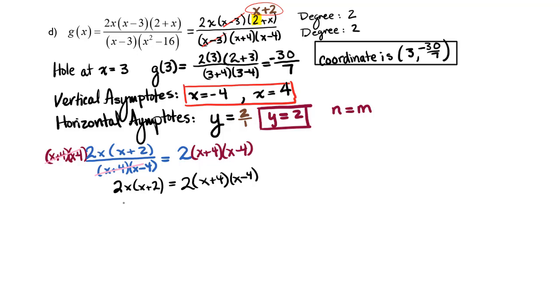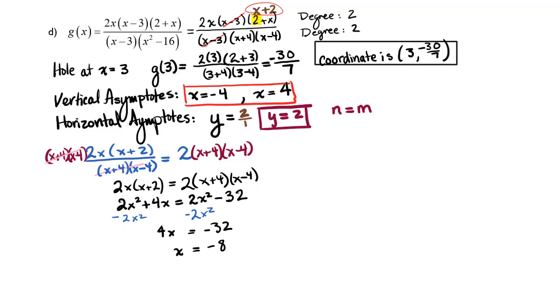I'm going to FOIL these out so that I can combine like terms and set it equal to 0. This will give me 2x squared plus 4x equals 2x squared minus 16 times 2, so 32. Notice that if I subtract my 2x squared from both sides, I'm left with 4x equals negative 32. That means x is equal to negative 8.